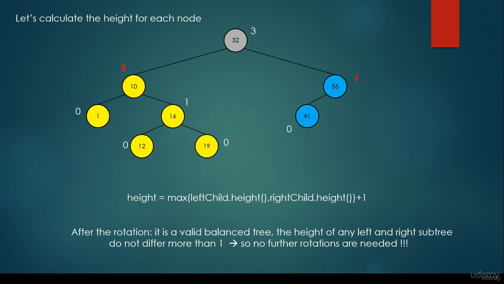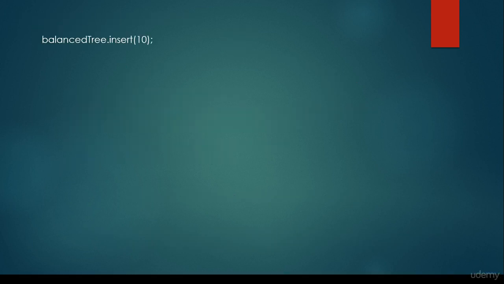Okay, what about the left subtree and the right subtree of the root node? We have the height parameters 2 and 1. They do not differ by more than 1, so we come to the conclusion that this is a balanced binary tree. We don't have to make further rotations. Okay, let's consider another example.